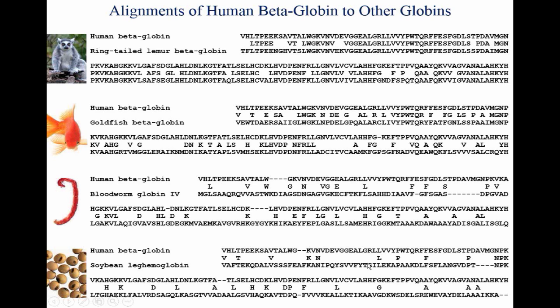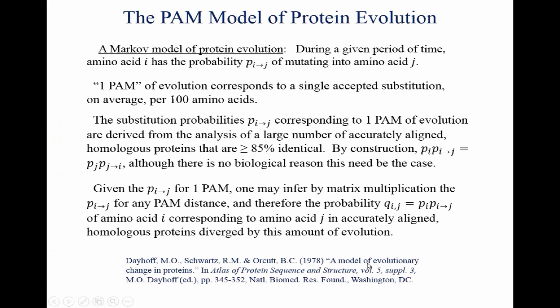Now, let me go back to Margaret Dayhoff's PAM model of protein evolution because this idea was one that she had very early on. And the way the PAM model was constructed, let me explain how this works. Basically, she decided to come up with a Markov model of protein evolution. And the idea is that during a given period of time, amino acid I has a certain probability of mutating into amino acid J. Now, the idea of mutating here is a little bit more complicated than simply the mutation taking place.